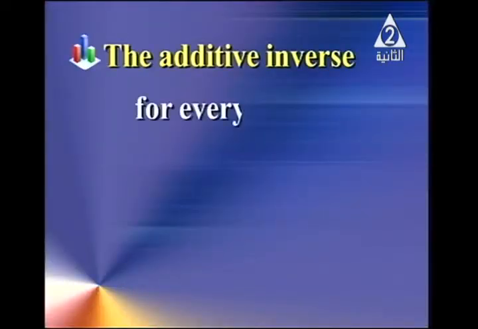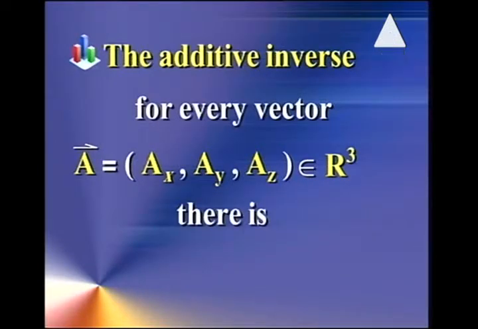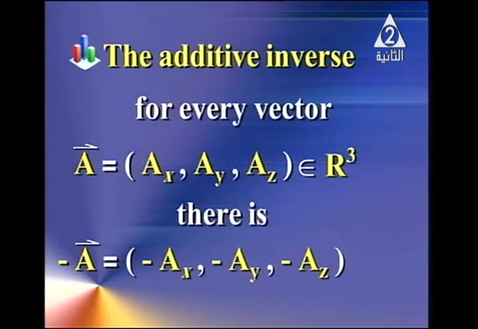The additive inverse. What do you mean by the additive inverse for every vector? We have A vector, AX, AY, AZ. What is the additive inverse of A vector? This vector belongs to R3. Then the additive inverse of vector A is called negative A vector, equals negative AX, negative AY, negative AZ.